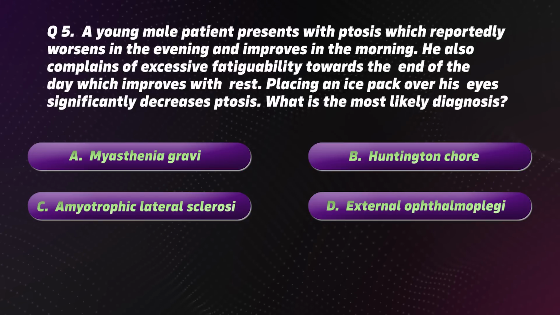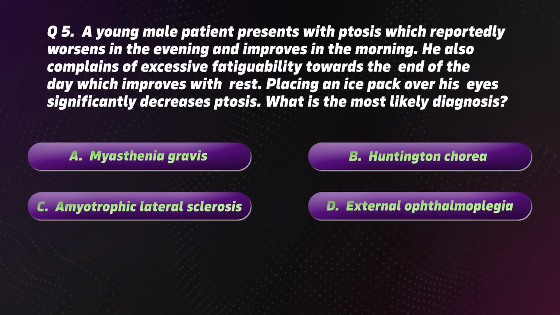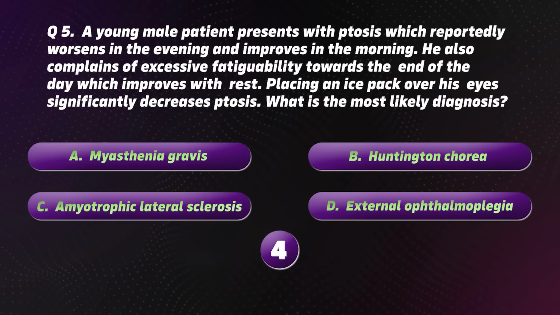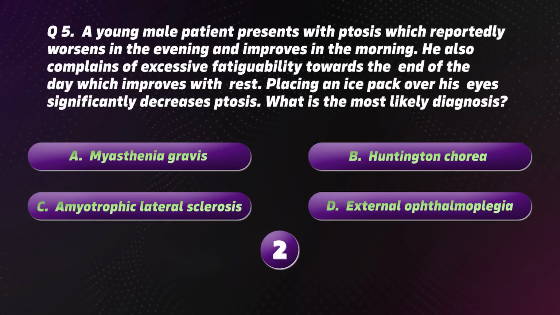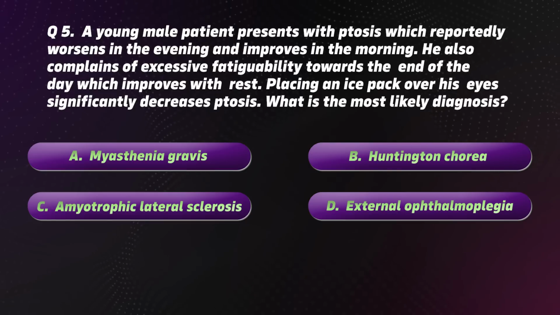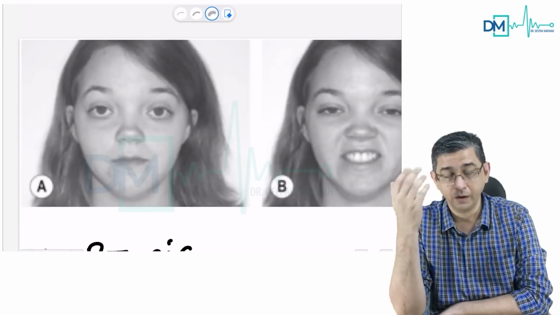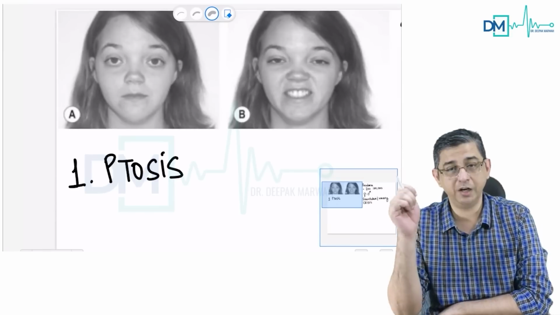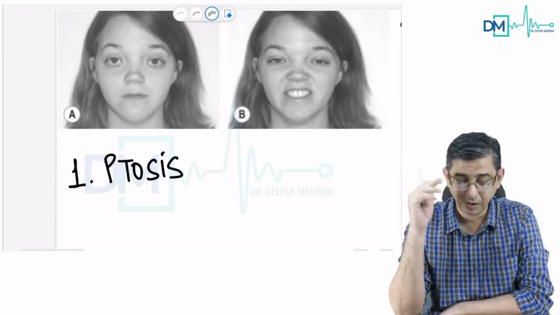Here are the options. A. Myasthenia gravis, B. Huntington chorea, C. Amyotrophic lateral sclerosis, D. External ophthalmoplegia. And the correct option is A. Myasthenia gravis. Here is the explanation. The earliest manifestation in these patients is development of ptosis and involvement of the extraocular muscles.